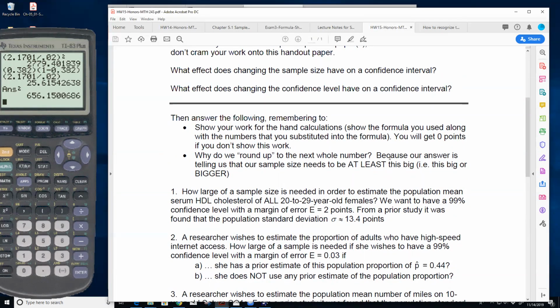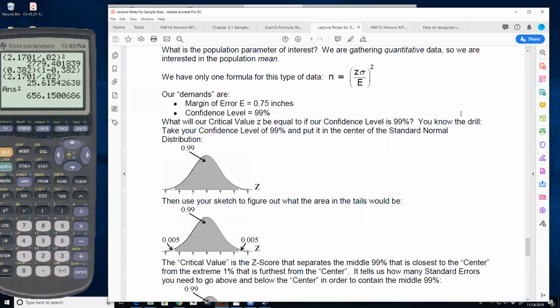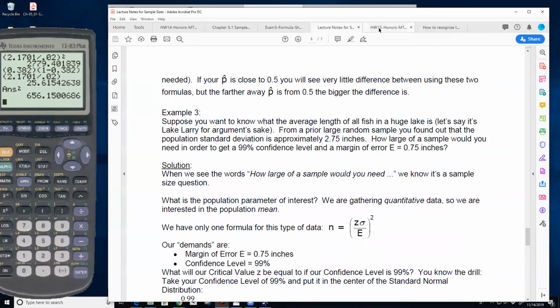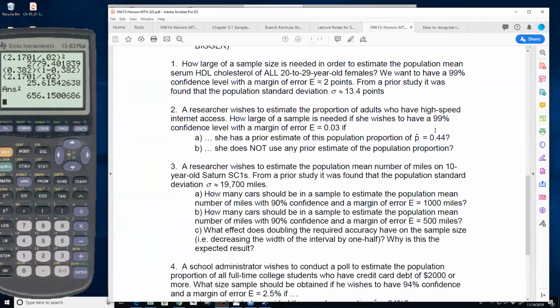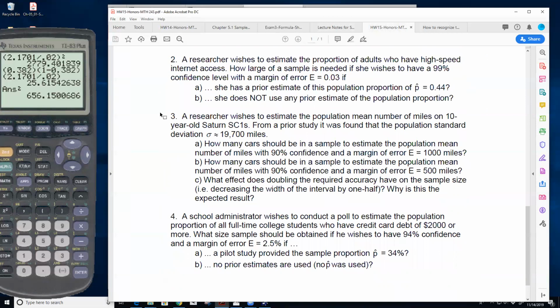All right. Well, anyways, the lecture notes have some worked out examples there for you, so you can always study those. And I think you're at the point where you can handle this homework now. I will say this, that in number 3, they're going to have you do a couple of sample size calculations, one where the margin of error is 1,000 miles, and then do it again where it's only half as much. So they cut the margin of error by a half. Okay.